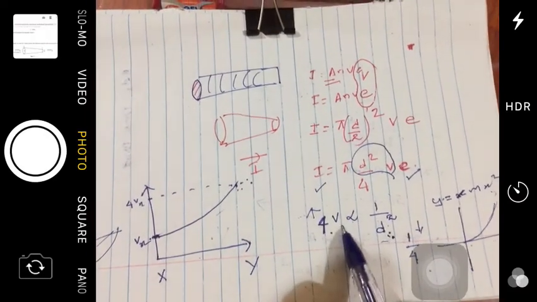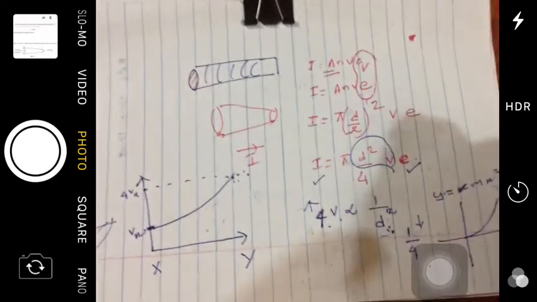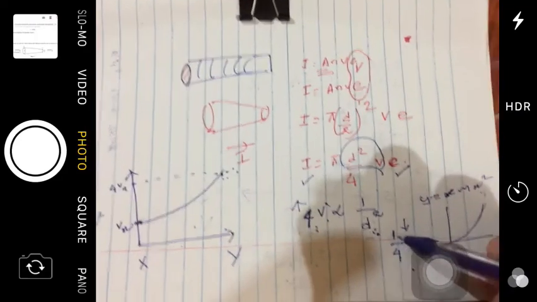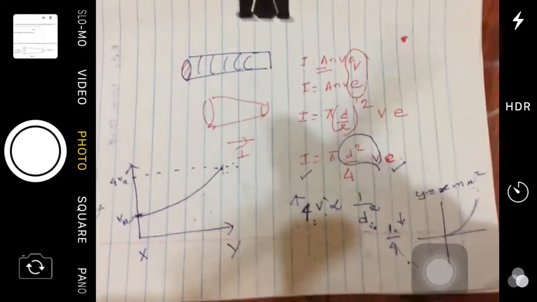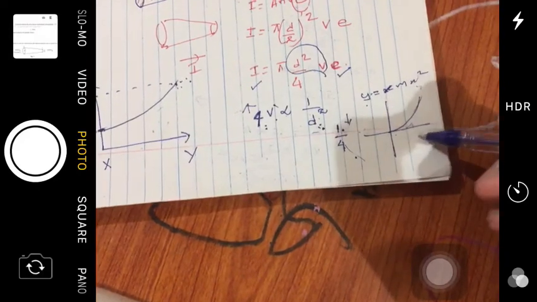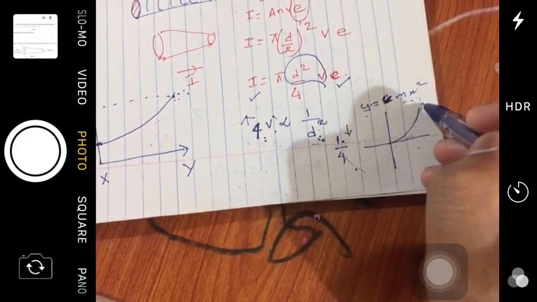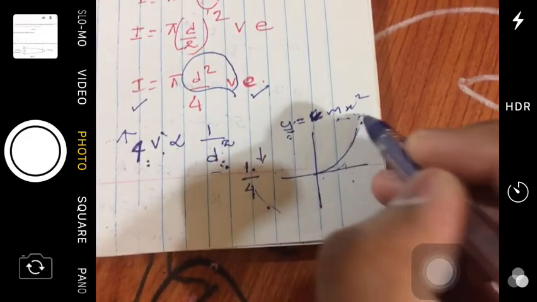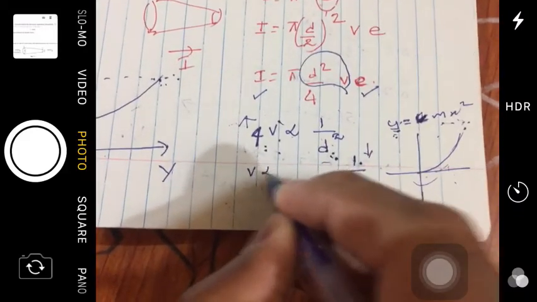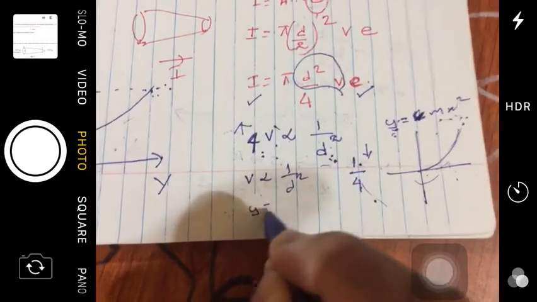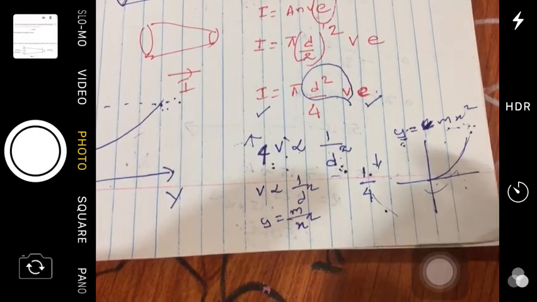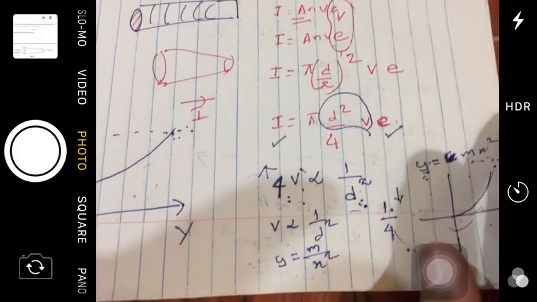That's the same idea here. Here also it is a relationship between the power 1 of one quantity and order 2 of the other, so the gradient would be increasing. Now there is another question here. This is the pattern of the graph for y is equal to mx squared. But what we have here is v inversely proportional to 1 over d squared, like y is equal to m over x squared, right?